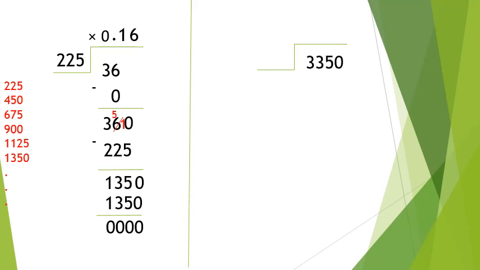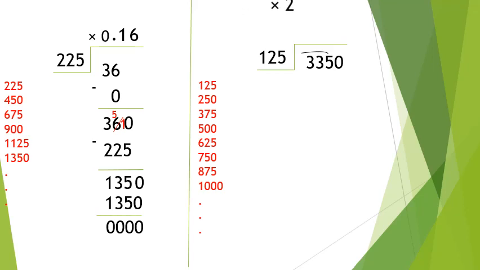The last example, we have 3350 divided by 125. We can start by 3 numbers because 335 is more than 125. Also here we list some multiples of 125 to help us. You can find that the second number is very near to 335, so we start by 2 to give us 250. Then we subtract 5 minus 0 equal 5. 3 minus 5 we can't, so we take 3.